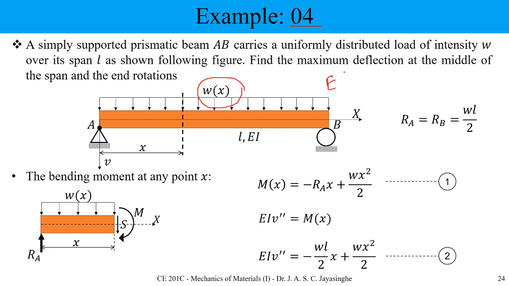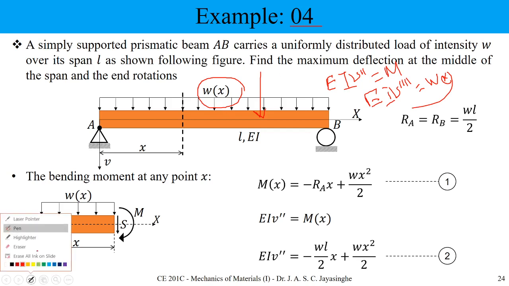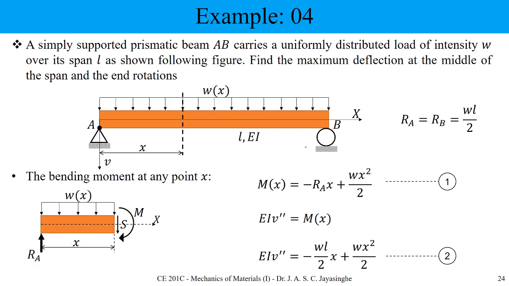You can use either EIV double prime M or otherwise EIV 4 times Wx, because we have only Wx. If we have any constant load, of course you need to add that one and the delta function, but here we are not going to touch that area. Okay, so now here I'm going to work in this manner.